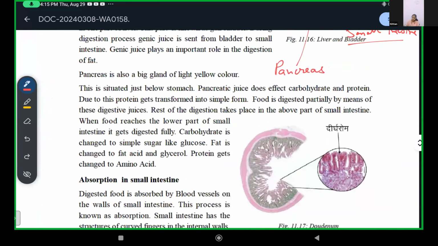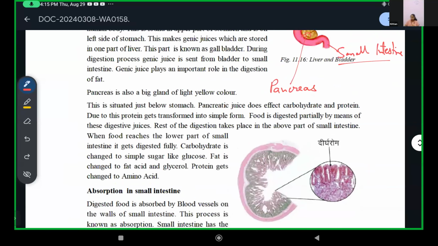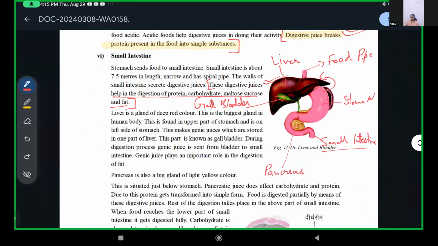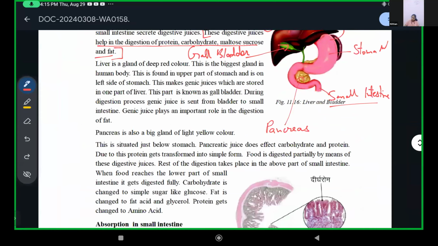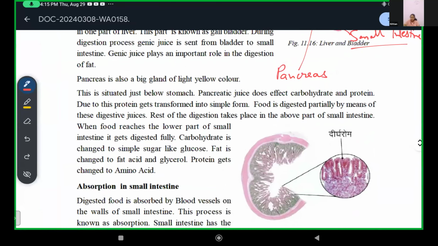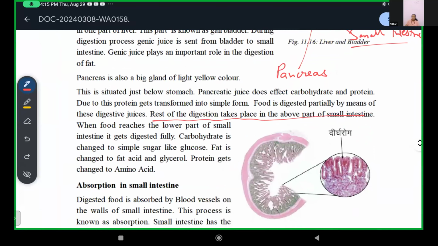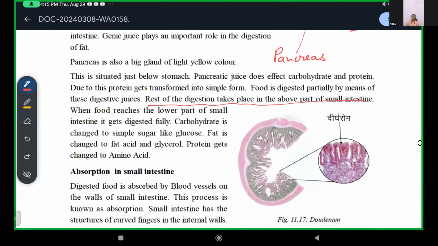Okay. Now, till here, the food is digested partially, with the help of the digestive juices from the stomach, from the gallbladder, from the pancreas. Now the rest of the digestion takes place in the upper part of the small intestine. When food reaches the lower part of the small intestine, it gets digested fully.